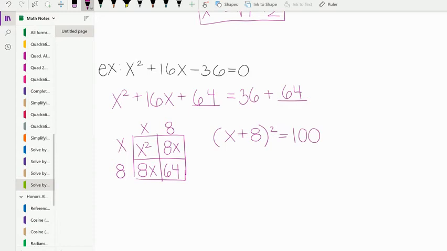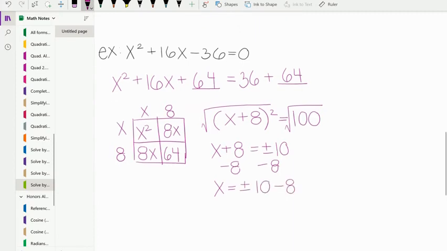And remember, we're not going to move it over because we're solving for x. So in order to get x, I have to square root both sides. So I get x plus 8 equals plus or minus, that's got to be automatic now. The square root of 100 is a perfect square, so it's 10. Then I subtract 8 from both sides. So I get x equals plus or minus 10 minus 8.